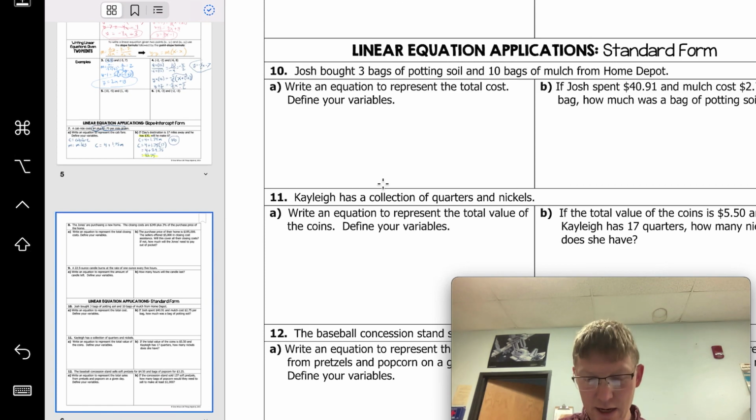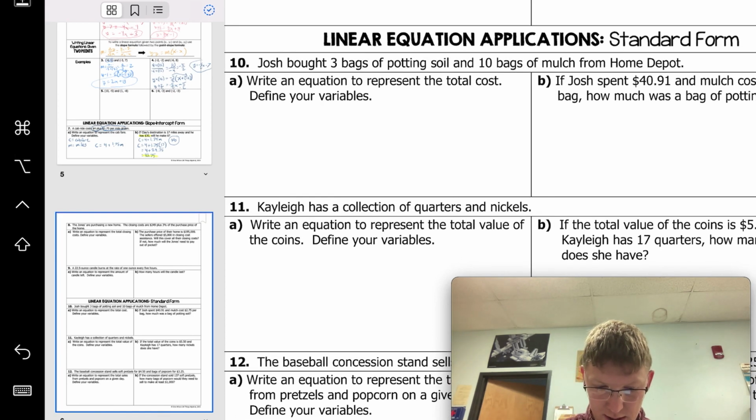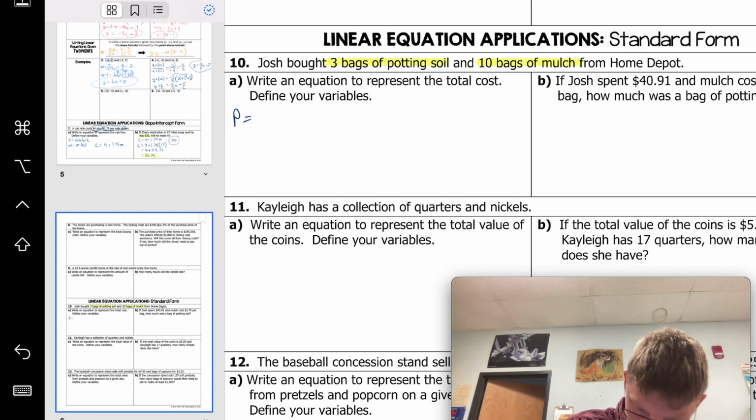So I skipped right down to 10, doing a different kind of problem, just using the standard form as opposed to the y equals mx form of the equation. So let's see how it goes. So Josh bought 3 bags of potting soil, 10 bags of mulch from Home Depot. So this says write an equation to represent the total cost, define your variables. We'll say 3 bags of potting soil. We'll say P equals the cost of potting soil.